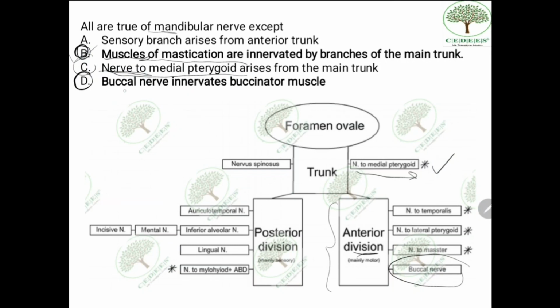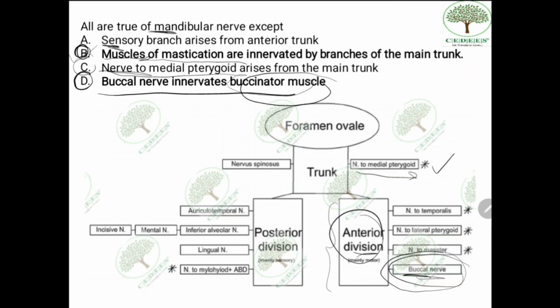Now option D is buccal nerve innervates buccinator. Actually this statement is also wrong. They have asked about the mandibular nerve. This buccal nerve, which is given by the anterior division of the mandibular nerve that you can see, is sensory. It is not supplying the buccinator muscle. It is going to supply the skin over the cheek. So it's a sensory branch, and it does not innervate buccinator.